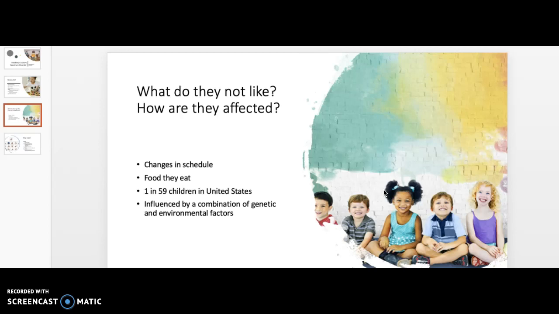Autism affects an estimated 1 in 59 children in the US today, with most of them influenced by a combination of genetic and environmental factors.